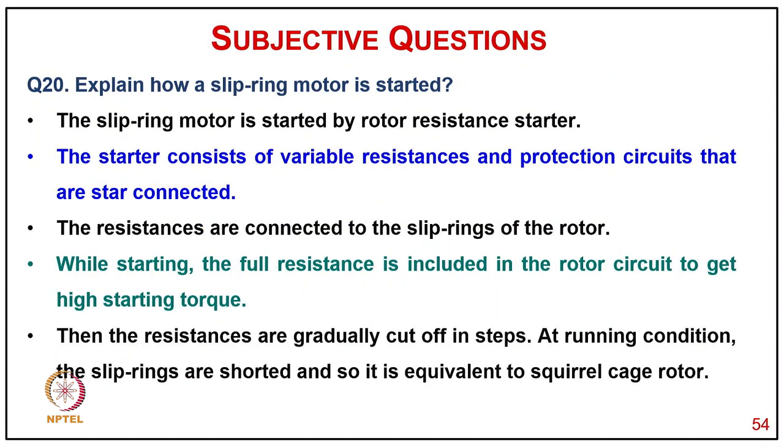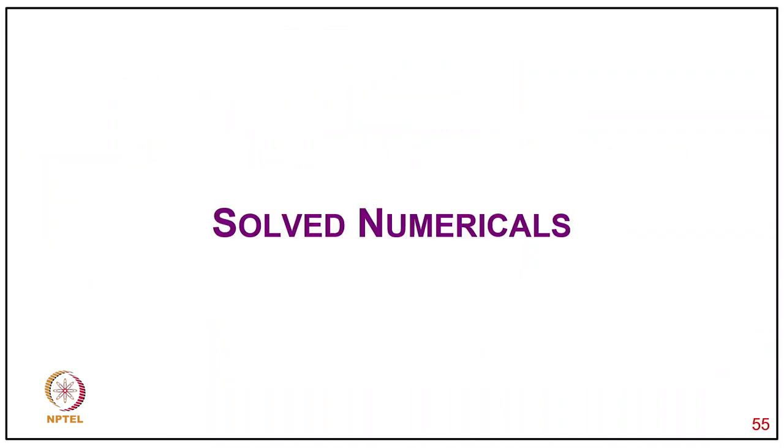Explain how the slip ring motor is started. The slip ring motor is started by a rotor resistance starter. The starter consists of a variable resistance, a protection circuit and a star connector. Resistances are connected through the slip rings to the rotor. While starting, the full resistance is included in the rotor circuit to get high starting torque and low starting current, and then the resistances are gradually cut out in steps. At running condition, the slip rings are short circuited, so it becomes equivalent to a squirrel cage rotor.